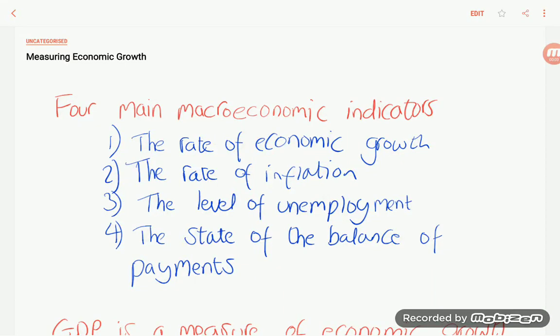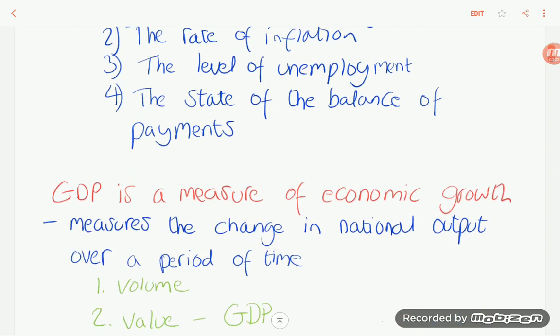Measuring economic growth. There are four main indicators that can be used to measure a country's economic performance: the rate of economic growth, the rate of inflation, the level of unemployment, and the state of the balance of payments. Governments use these indicators to monitor how the economy is doing.